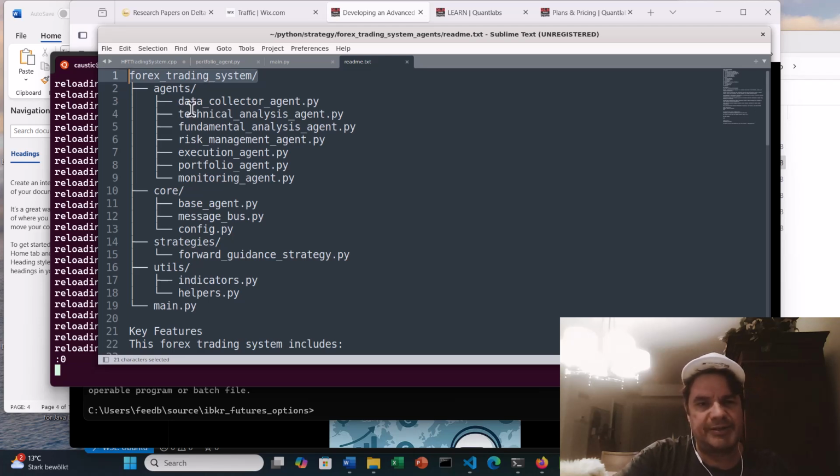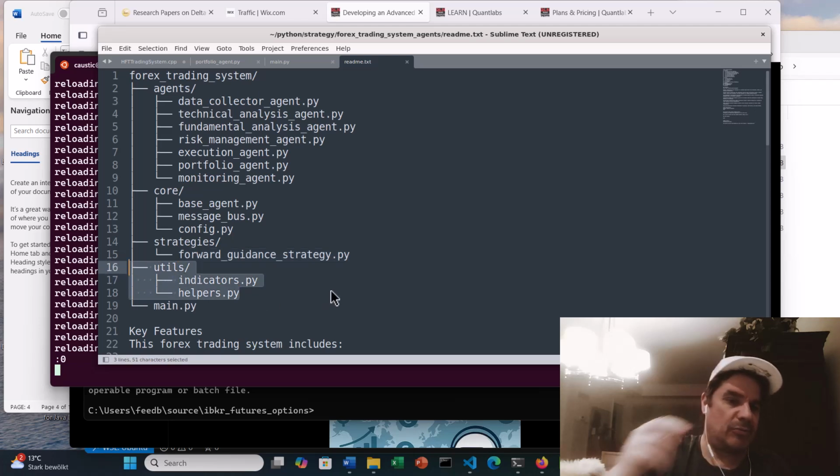Anyways, we got our data, all the monitors I told you about, the agents. Then we have our core functionality of a base agent and a message bus configuration. Then we have the strategies, so we can help forward that strategy, and indicators and help.